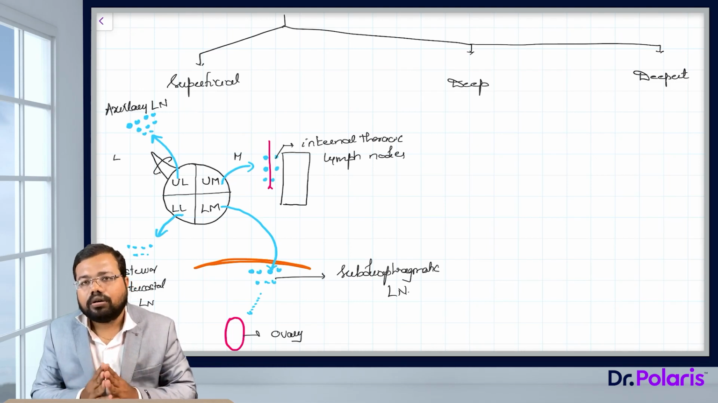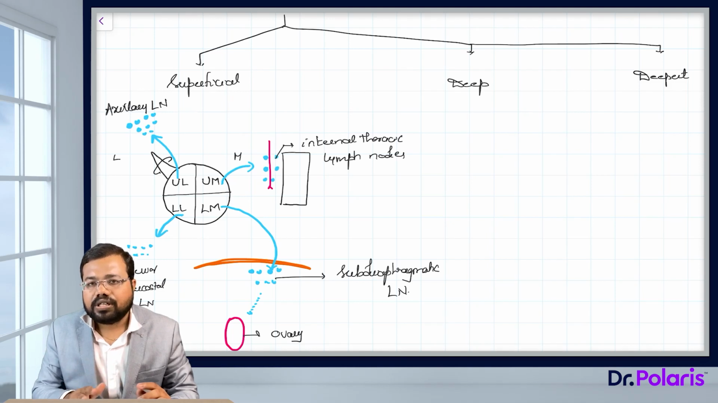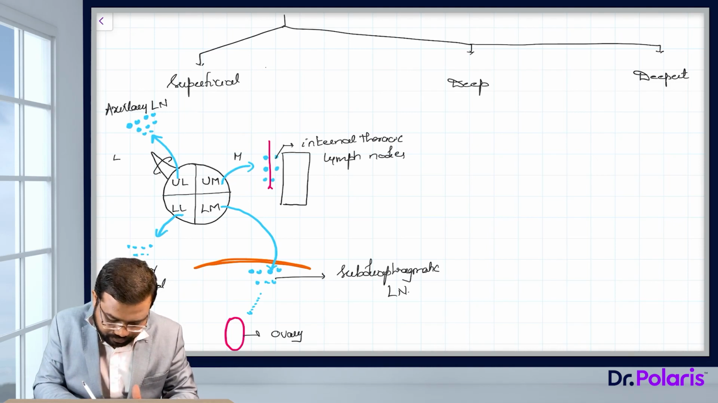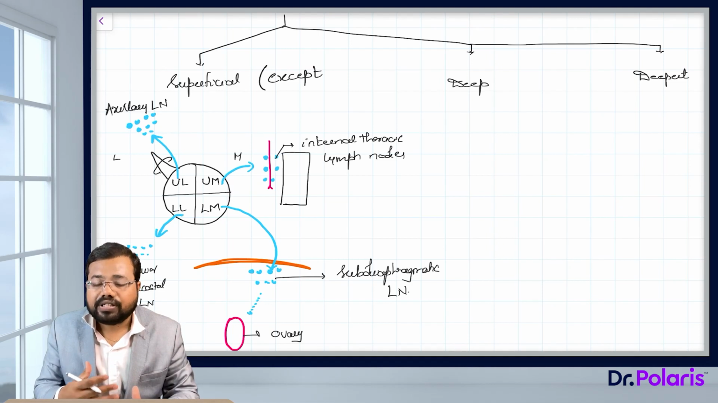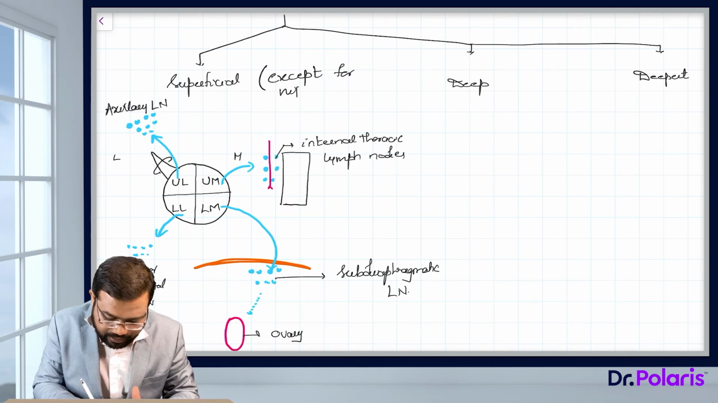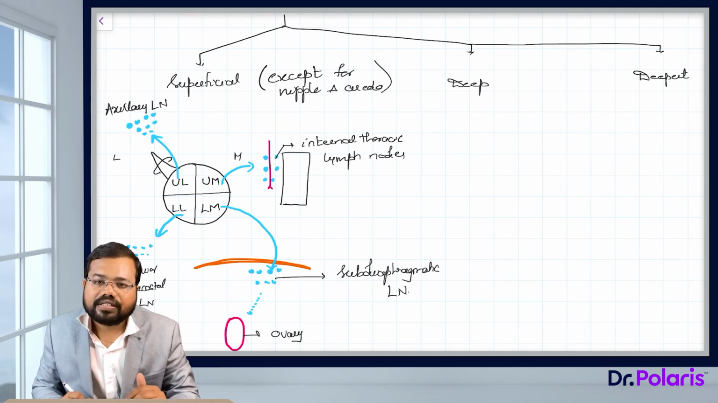So these are all the superficial lymphatic drainage. And remember, all these superficial lymphatic drainage are divided into quadrants, and all these quadrants are collected by this, except for nipple and areola. So superficial will collect from the superficial part of the breast as the quadrants which we had discussed, except for nipple and areola. Then what about the nipple and areola, sir? They are collected by the deep group of lymphatics.